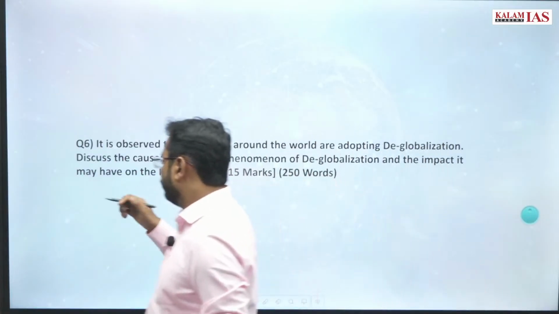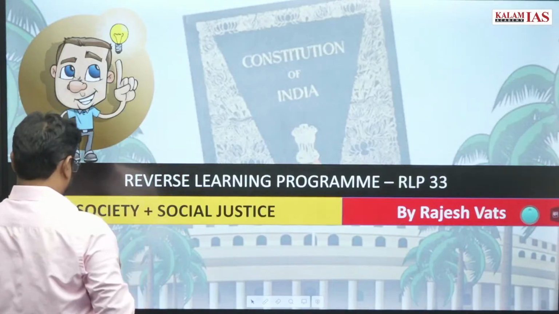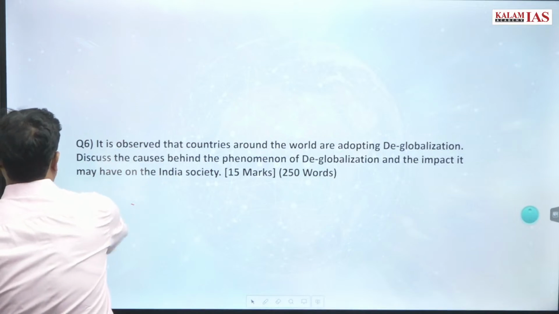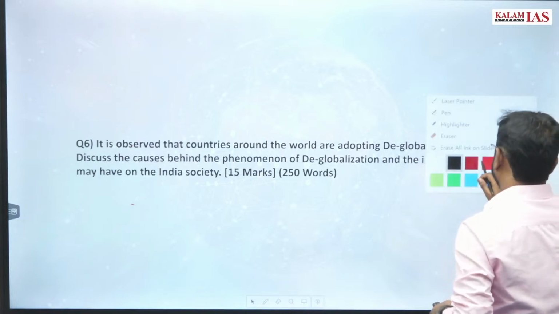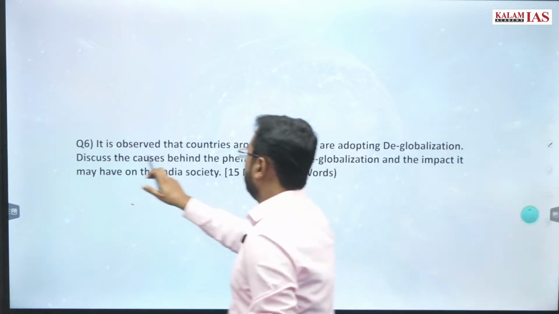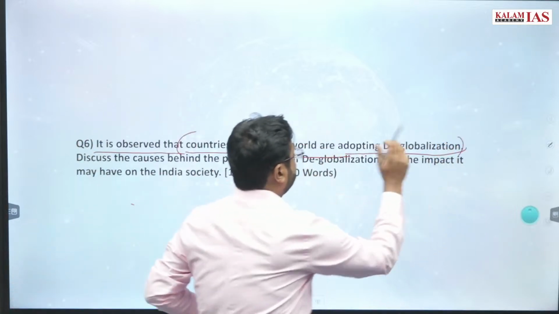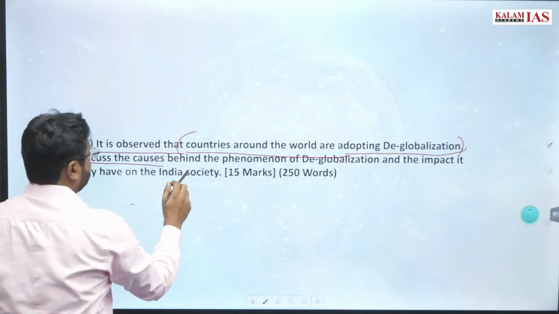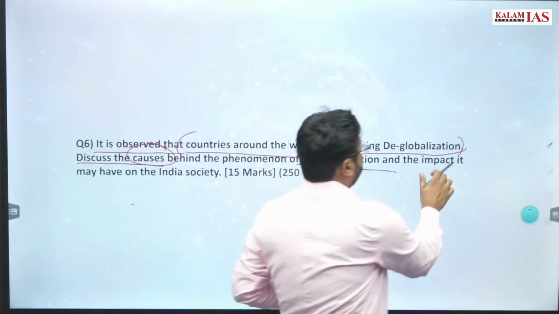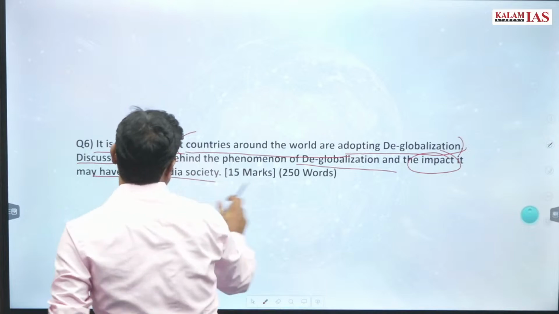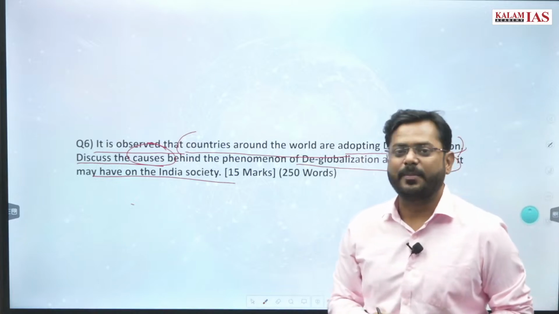Right. So the first question says that it is observed that countries around the world are adopting deglobalization. Discuss the causes behind the phenomenon of the deglobalization and the impact of it may have on the Indian society. So this is a 15 marker question. You have to write it in the 250 marks.